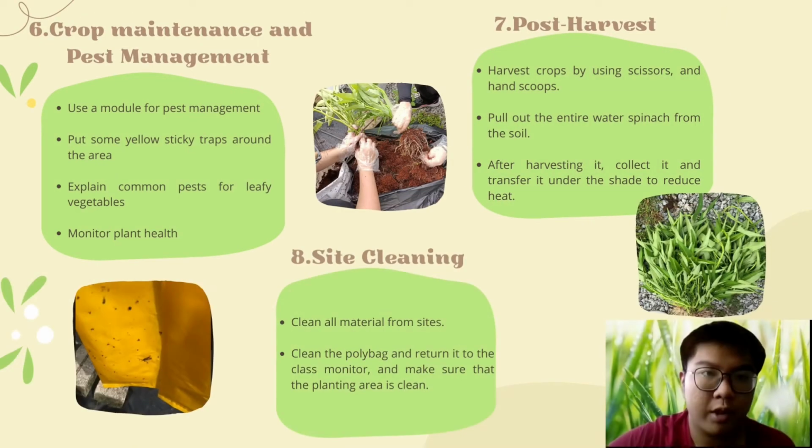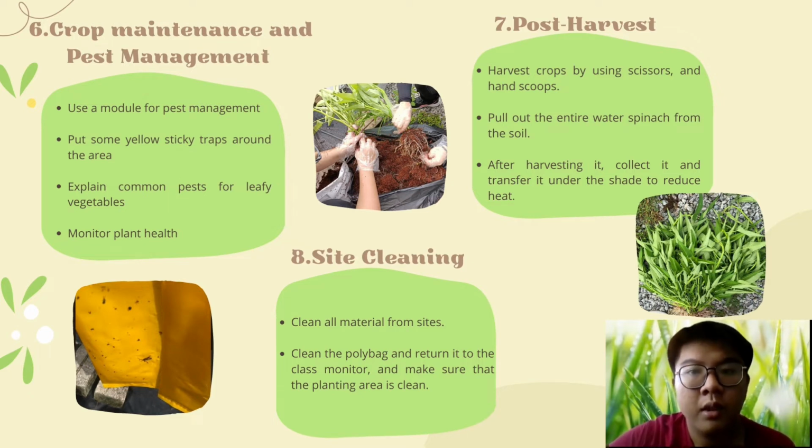The sixth step is crop maintenance and pest management. We must use a module for pest management and put some yellow sticky traps around the area. After that, we must explain the common pests for leafy vegetables, such as sticky bug. And then we must monitor the plant health.